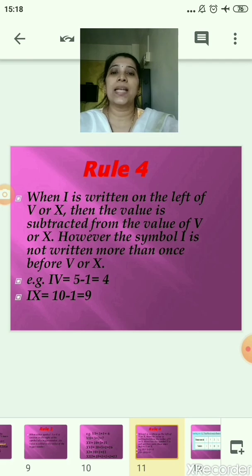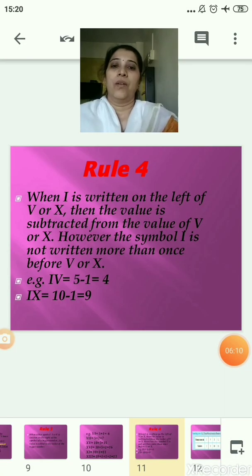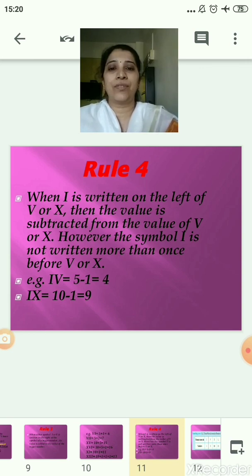So you can see the symbol V. For example, symbol 4: 4 is equal to 5 minus 1 is equal to 4. You can see that the symbol I is written on the left of V. 9 is equal to 10 minus 1 is equal to 9. Again you can see here that the capital letter I is written to the left of X.